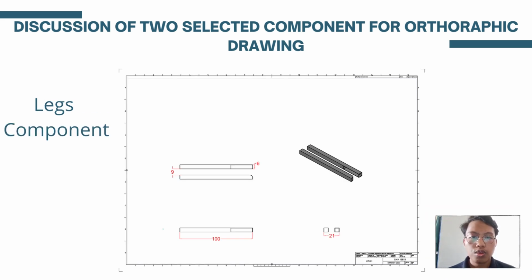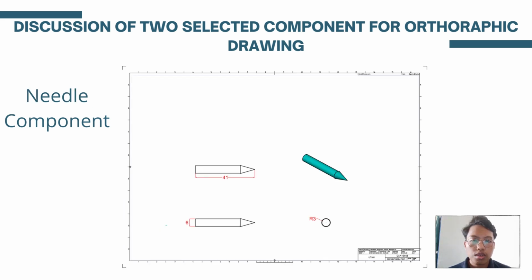So next, we select the legs component for our orthographic drawing. The length for our legs is 100 mm and the total width is 21 mm, the distance between legs is 9 mm and the width of each leg is 6 mm. The second component that we selected for our orthographic drawing is the needle of the compass. The total length of the needle is 21 mm, the radius for our needle is 3 mm and the height for our needle is 6 mm. So that's it for me.